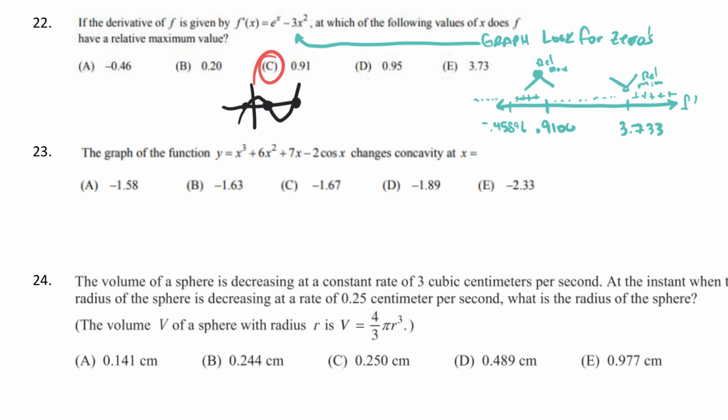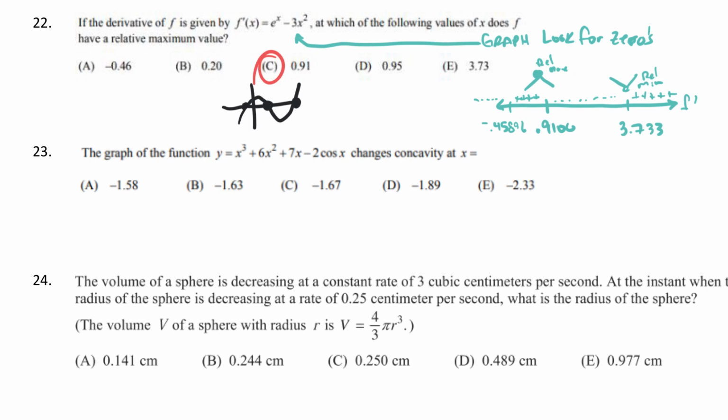All right, the graph of a function, y equals x cubed, changes concavity. Okay, so we've got to find out when it changes concavity. Well, we can take derivatives of this by hand, or you could just put it in your calculator. And if you do put it in your calculator, you're going to put in y1. Let's put it here, and let's do it like this.